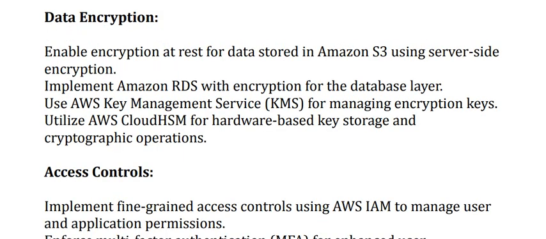Next, data encryption. Enable encryption at rest for data stored in Amazon S3 using server-side encryption. Implement Amazon RDS with encryption for the database layer. Use AWS Key Management Service (KMS) for managing encryption keys. Utilize AWS CloudHSM for hardware-based key storage and cryptographic operations.